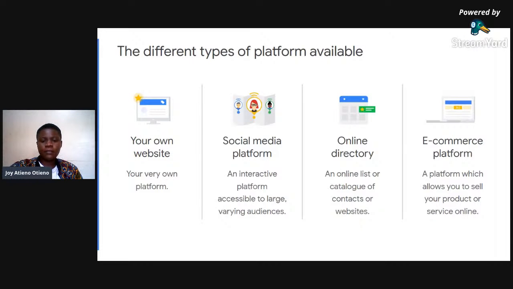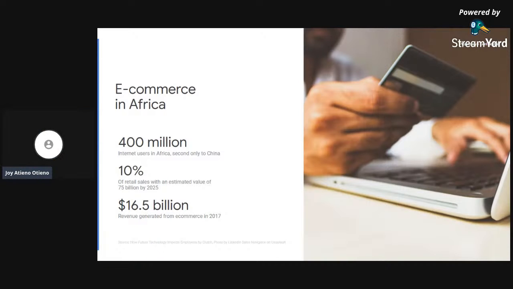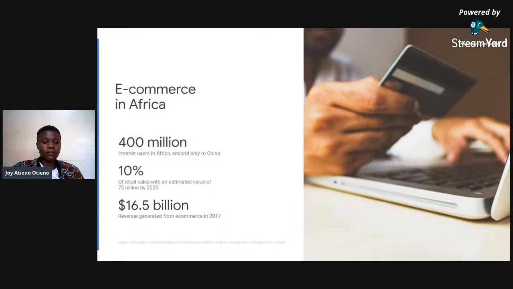The different types of platforms available. You can decide to set up a website, you can decide to set up your social media platform, you can decide to set up your online directory, you can decide to set up your own e-commerce platform. Okay, so let's start with the first vehicle, using an e-commerce platform.